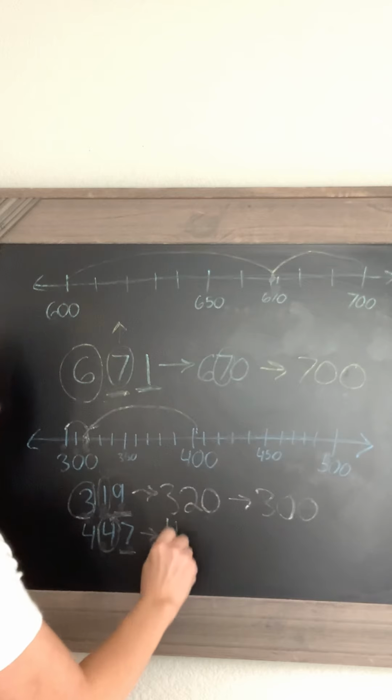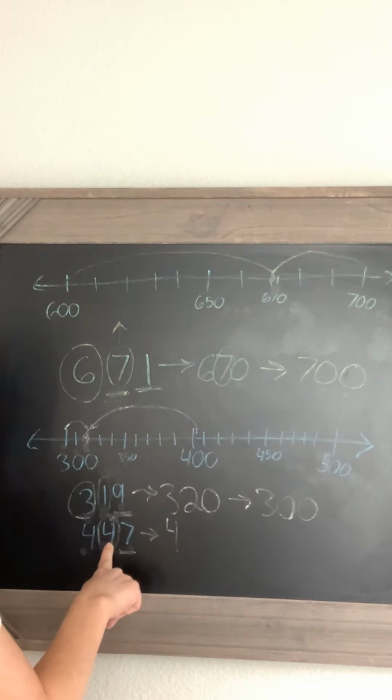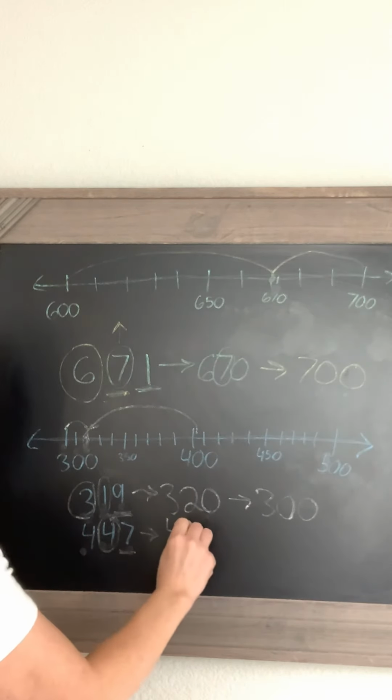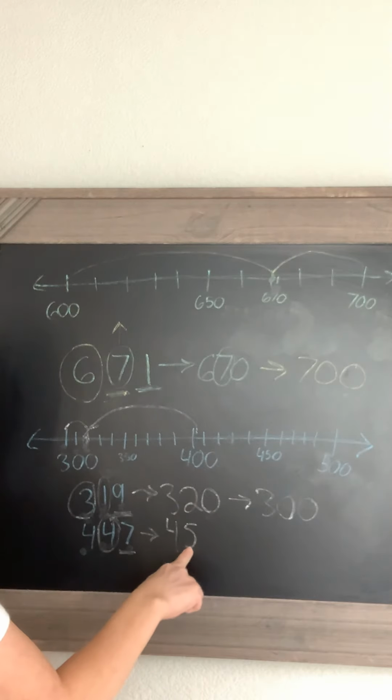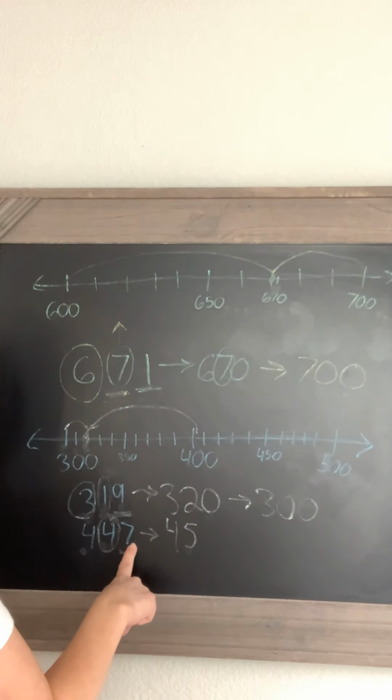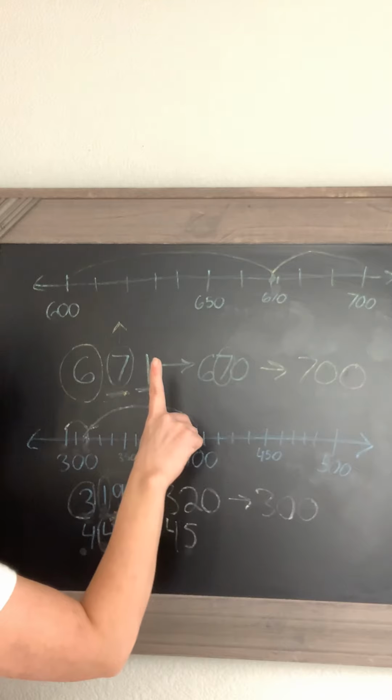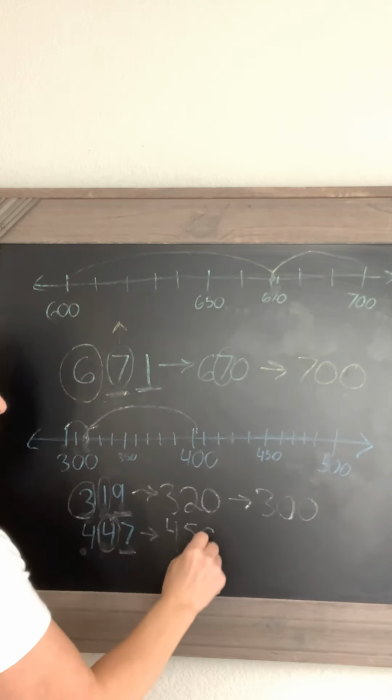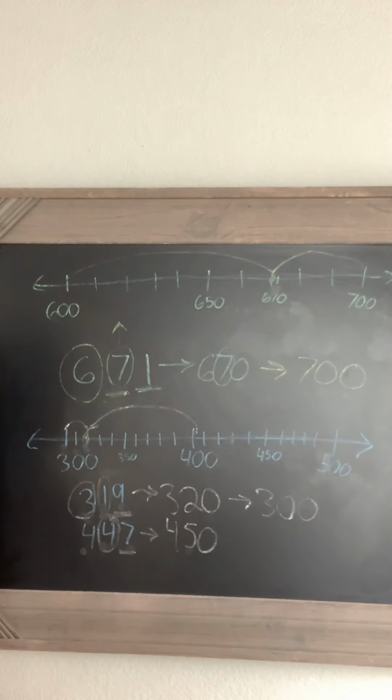So your hundreds place will stay the same. My tens place will go from a 4 to a 5 because I have to raise the score. Because 7 ones is closer to the next 10. You got to go up. Of course, my ones place just stays a 0.